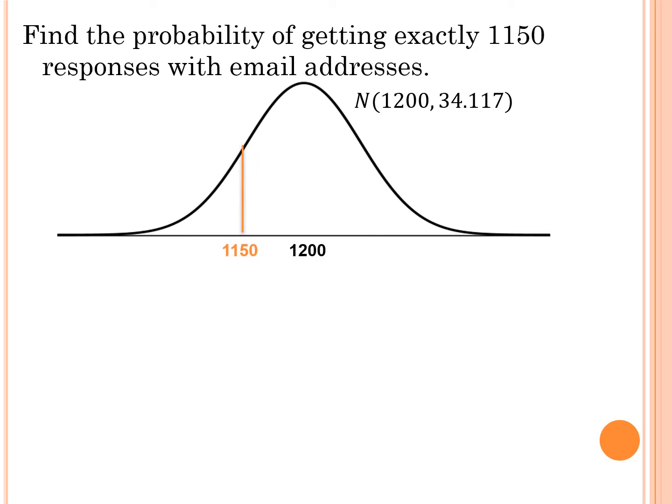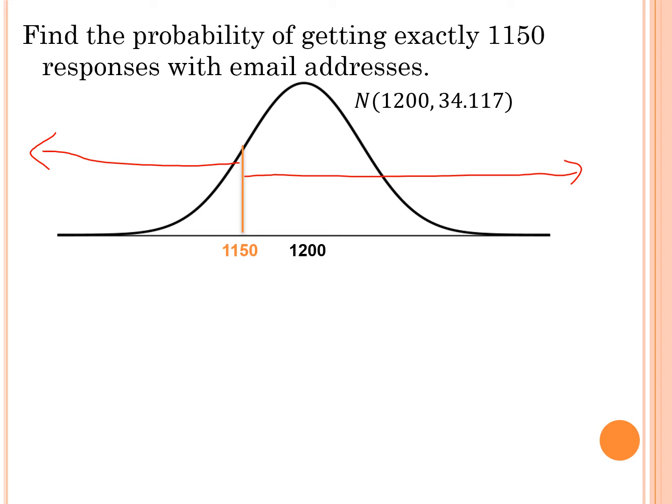We're being asked what's the probability that we get exactly 1150. Now the issue is when we use z-scores, we can't find a probability of exactly that amount. If we look that up in the table, it's going to tell us what's the probability of getting a value to the left of it. Okay, so we can find the probability of getting at most 1150 or at least 1150, but we can't find the probability of getting exactly 1150 using the normal model.